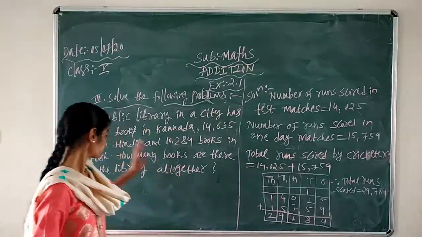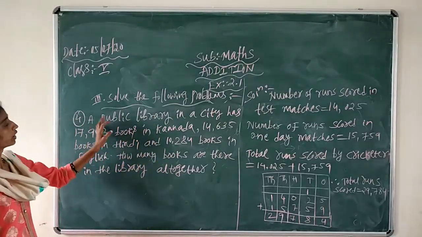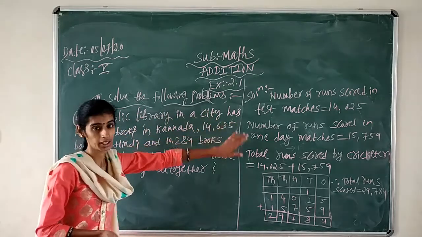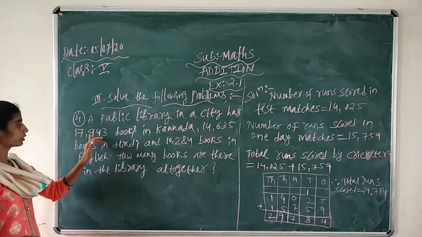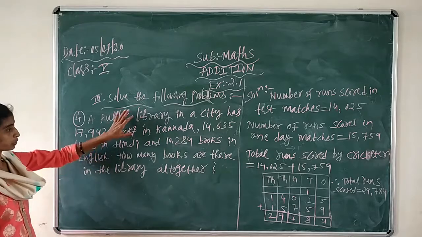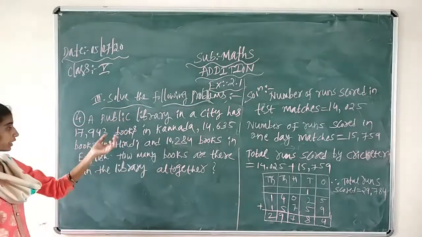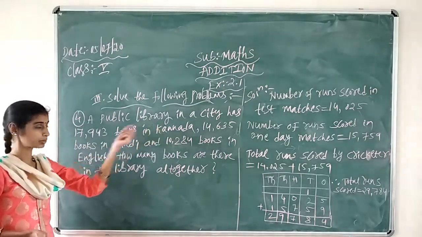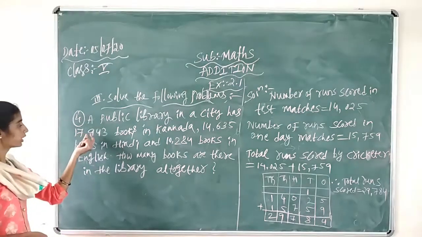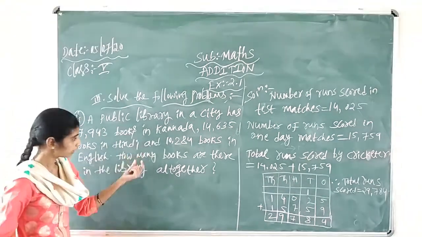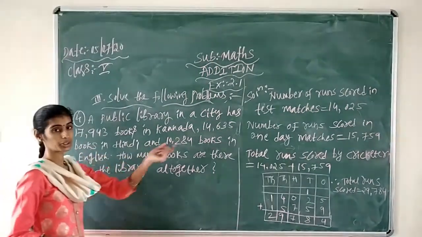So children, now they have given: a public library in a city has 17,943 books of Kannada. Means how many Kannada books are there? Kannada books: 17,943. Hindi, how many Hindi books are there?